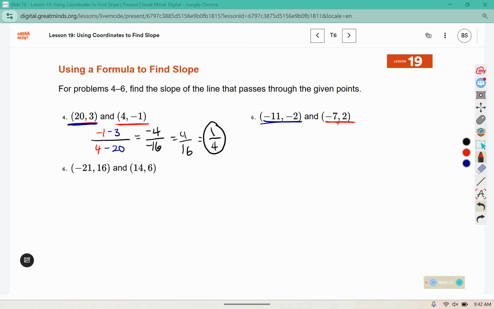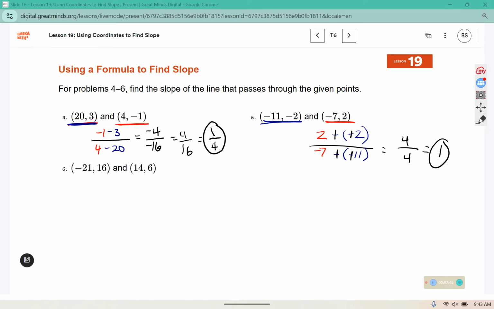Again, we'll start with the y values. y2 minus y1 divided by the x values minus the first x values. In our warm-up, we saw that this is a leave, change, change problem when we have a minus and negative. So 2 plus 2 is 4, and -7 plus 11 is also 4. 4 divided by 4 gives us a slope of 1.